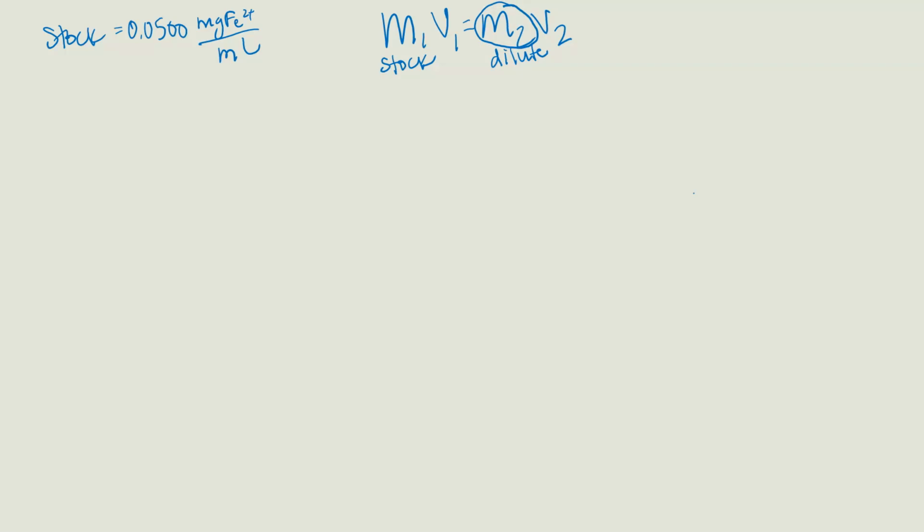Now in Gen Chem 1, M1 and M2 were molarities, and V1 and V2 were volumes, and the volumes can be in any unit as long as they're the same on both sides, so they cancel out. In Gen Chem 1, we didn't know any concentration unit other than molarity, so M1V1 equals M2V2 can be used for any concentration unit.